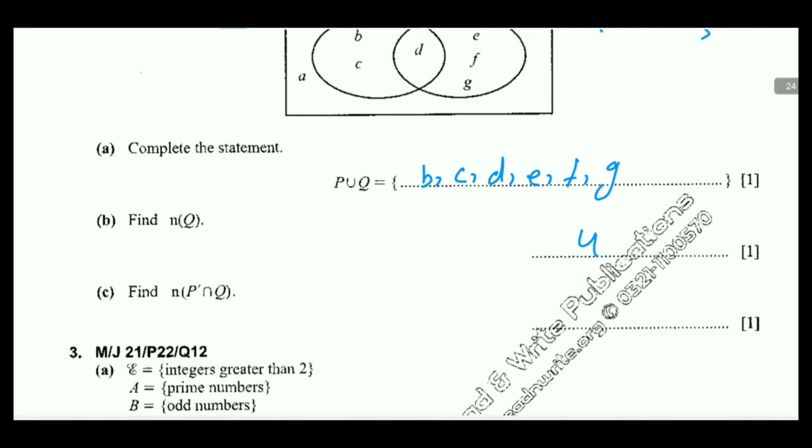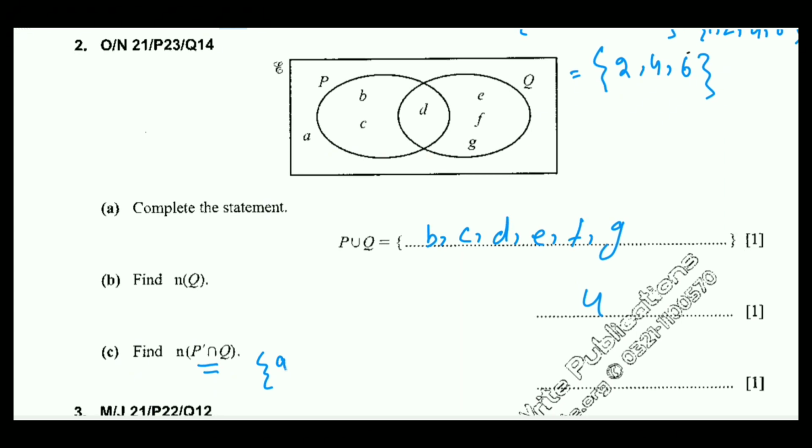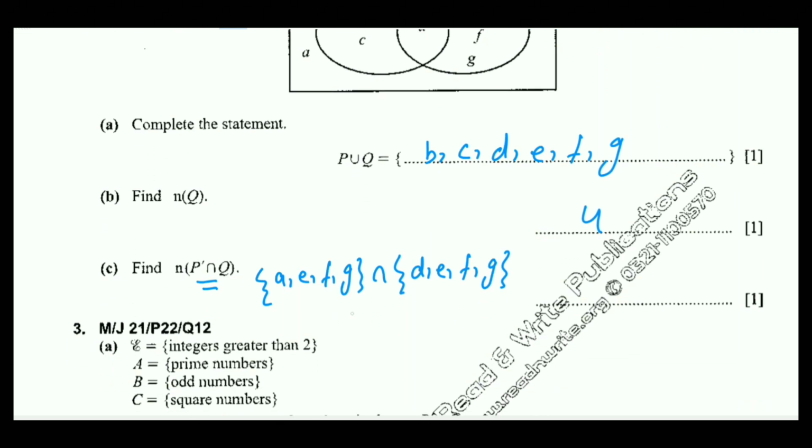So C part, find number of P complement intersection Q. So first of all find P complement intersection Q and then count the numbers of that set. P complement means not P: A, E, F and G. Intersection Q. Q means D, E, F and G. So intersection means common numbers. Common numbers are E, F and G. So there are 3 numbers in this set. As they are asking to find N, N means number of this set. 3 will be the final answer.